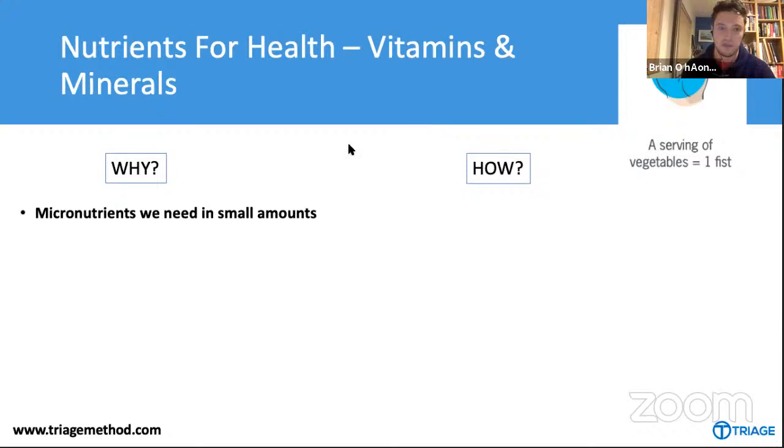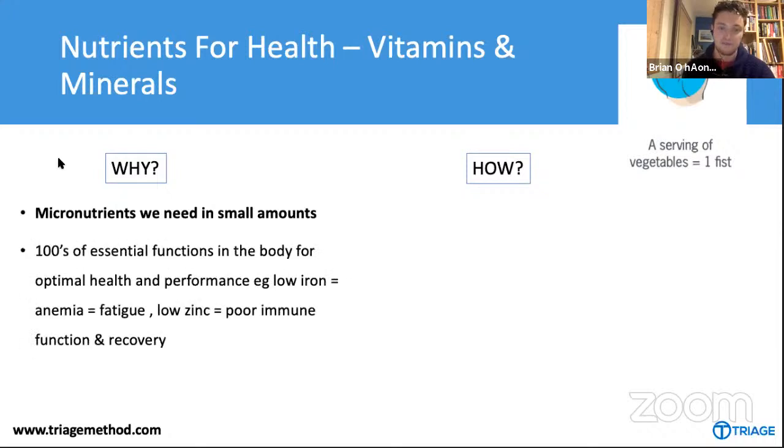You can't see vitamins, but these are referred to as the micronutrients because we only need them in very small amounts. So for fat and carbs and protein, you may need hundreds of grams per day. For the micronutrients, you only need milligrams, so minuscule amounts, but they do have massive health implications. So these are the B vitamins, vitamin C, minerals like zinc, magnesium, iron, lots and lots of these. And they've got hundreds of essential functions in the body for health and performance.